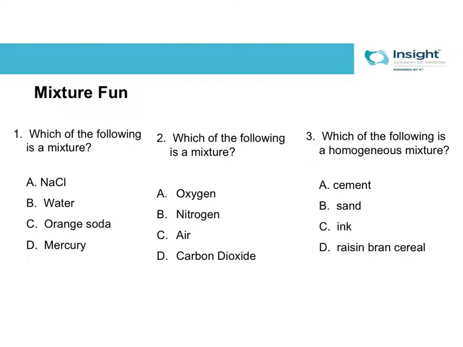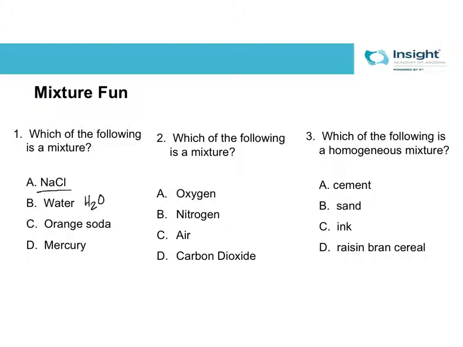So let's do some practicing here. Which of the following is a mixture? All right, sometimes you just gotta go with what you know about things. All right, so we've got our formula for table salt here, which is NaCl, or 1 sodium to 1 chlorine. We've got water, which we know is H2O.